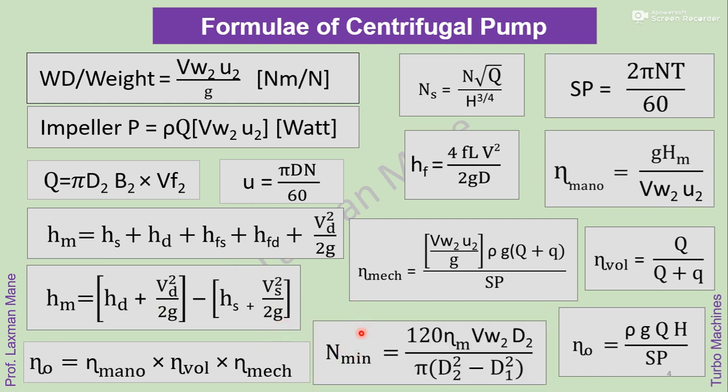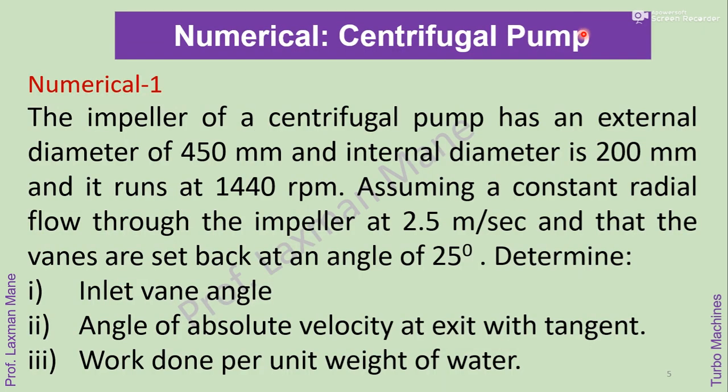And minimum starting speed is equal to 120 into eta m, meaning manometric efficiency, into Vw2 D2 divided by pi bracket D2 square minus D1 square bracket complete. So these were the formulae of centrifugal pump. Now we will see numericals on centrifugal pump.